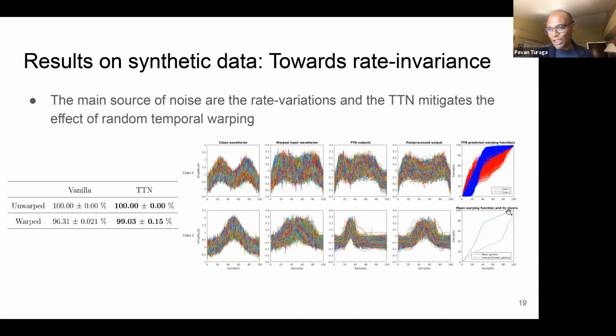And on average, here are the warps in the bottom right corner. The red and the blue are the two different warp functions that the TTN learns to apply to these two classes on average, and they look really different. And this is learned end to end. We're not telling it anything more other than just a class label.